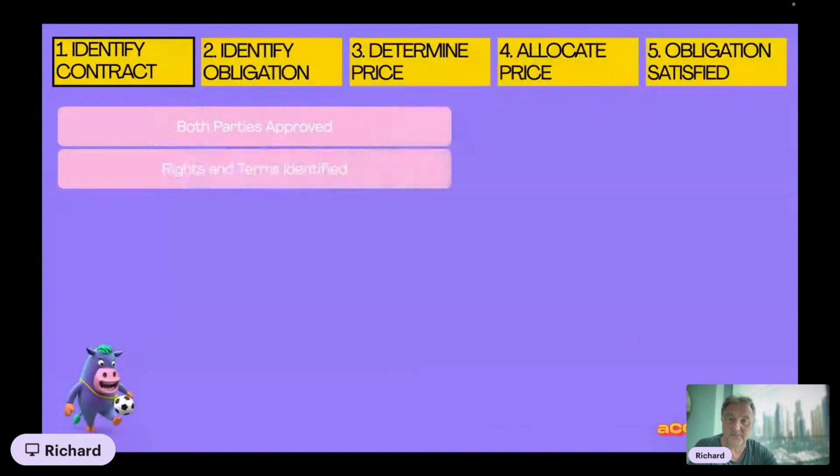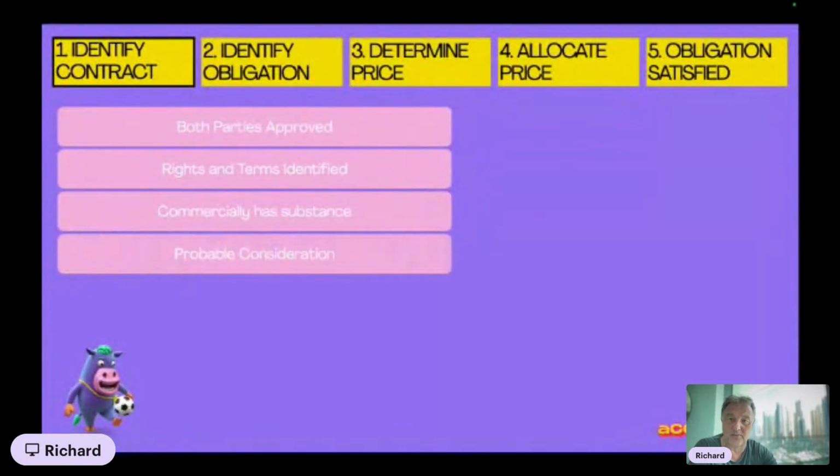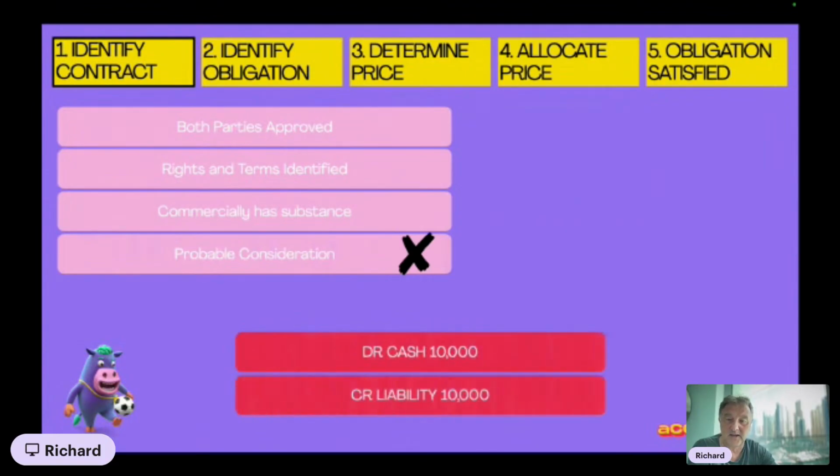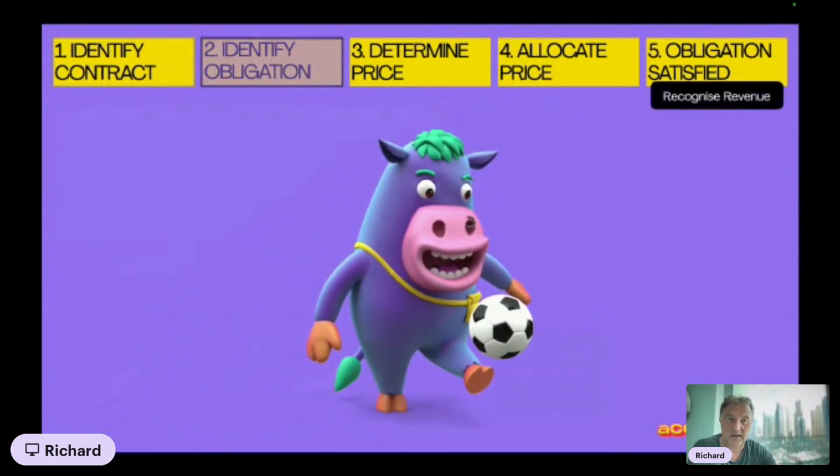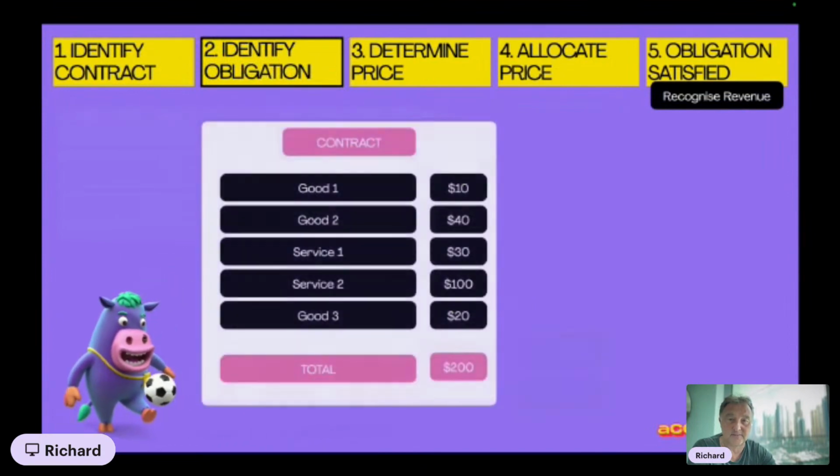So there's two parties approving everything. The probable bit is where we've got the problem, because they've got no experience. So the 10,000 would be a liability. Moving on. Identify an obligation. This is where it gets a bit more interesting.